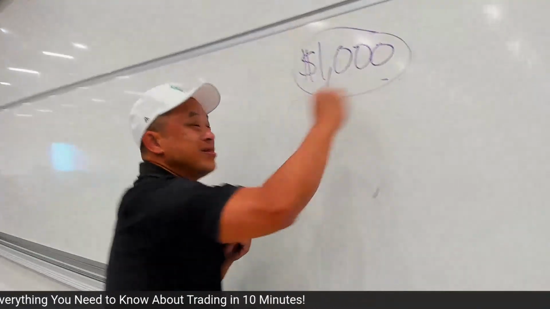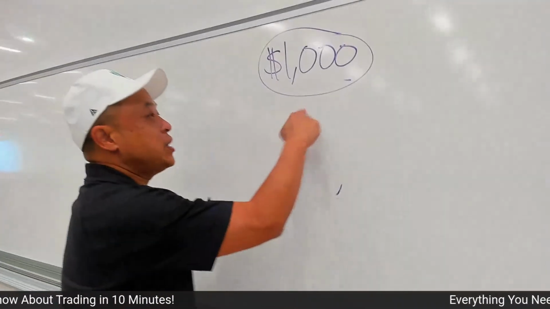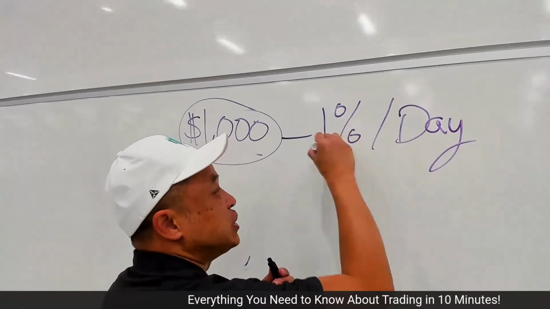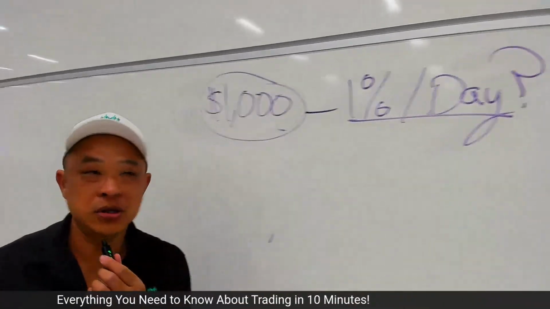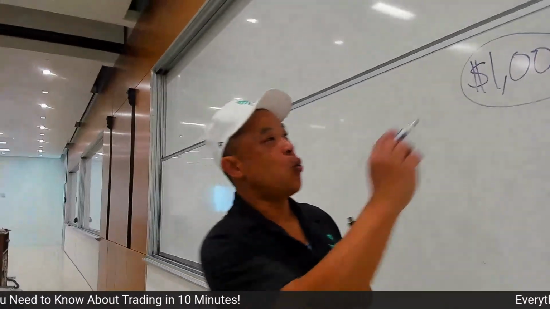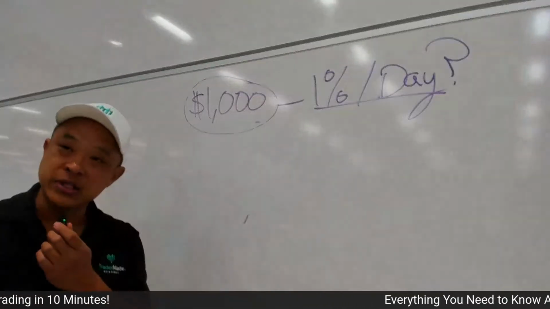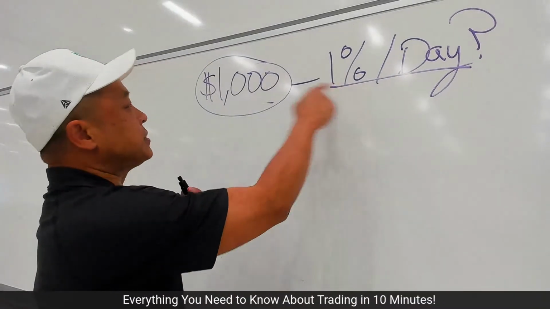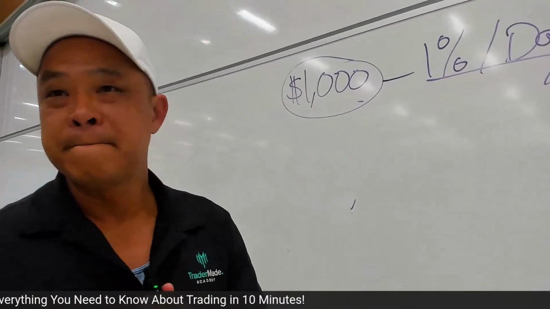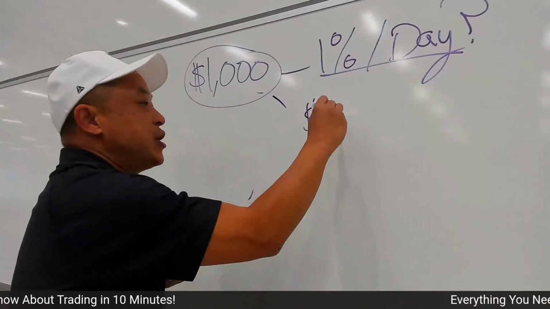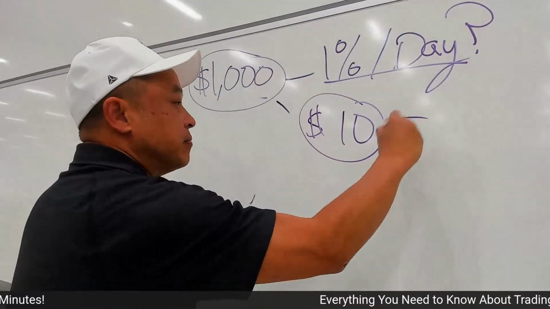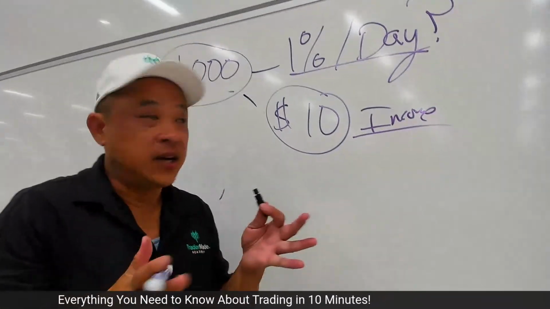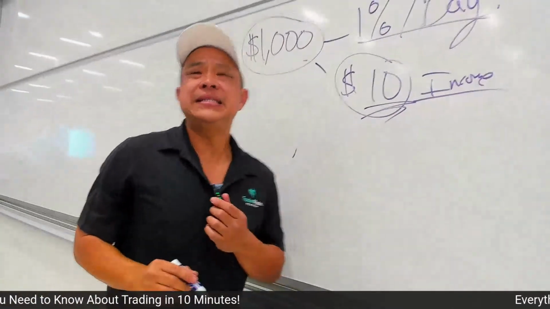All right. $1,000. Can you make 1% a day? That's the challenge. Is that possible? Do you think it's possible to make 1% a day starting with $1,000? Pretty confident. Well, what is 1% of $1,000? 10. Very good. So you're just trying to generate $10 of income. This is after your winners, your losers, all that stuff. The net is 10. Let's see if that's possible.